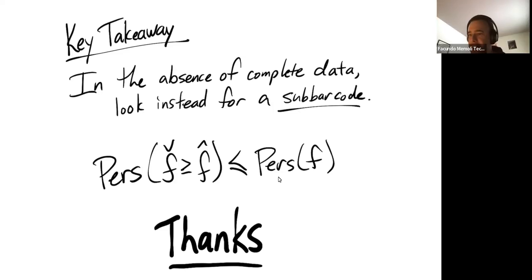Are there any questions? Yeah, please, Alex, go ahead. Don, thanks for such a creative talk. So I had two questions that are related. The first is, do you have a sense of how well this sub-barcode on the left approximates the barcode that you actually want in any kind of setting?